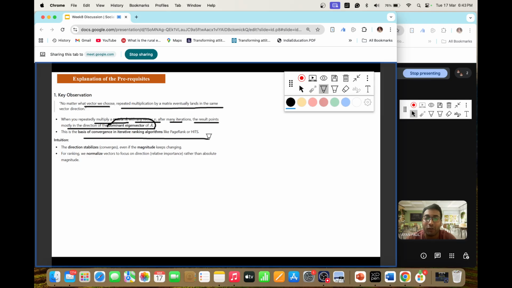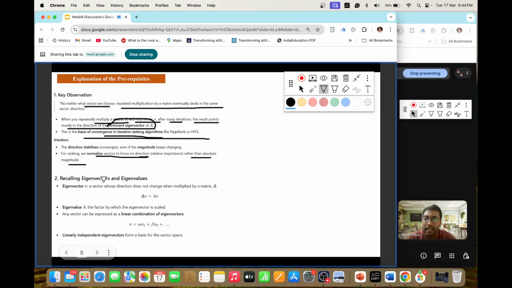That is why, in addition of two vectors, I told you the result will depend both in direction as well as magnitude much more on the bigger vector than the smaller vector. Here it will depend more on the dominant eigenvector of A. So this is the basis of convergence in iterative ranking. The intuition: direction stabilizes and converges even if magnitude keeps changing. For ranking, we normalize vectors to focus on direction, relative importance rather than absolute magnitude. Magnitude we don't care much about, we care about the direction. That is why we generally go with normalization.